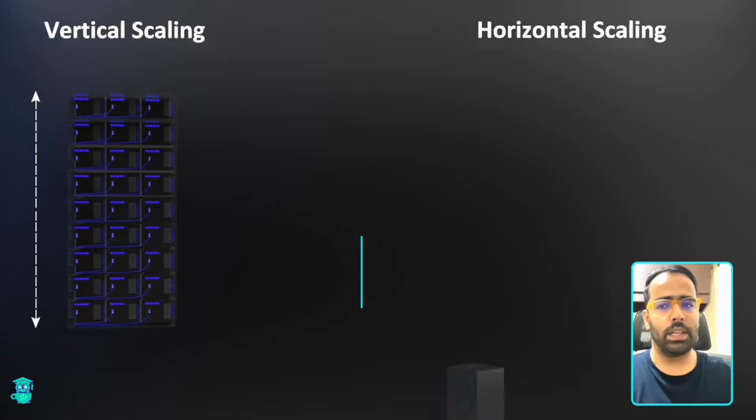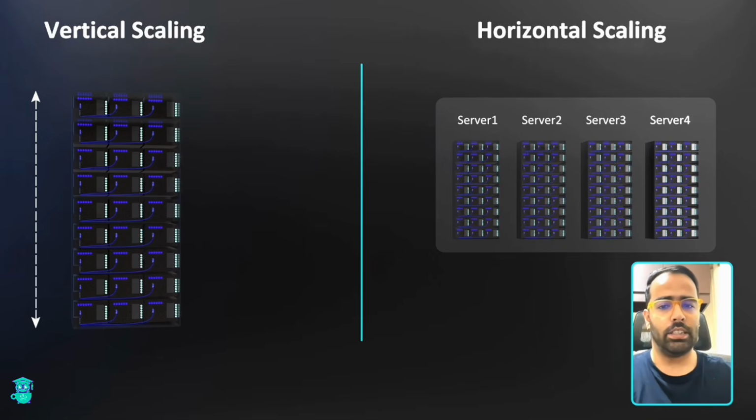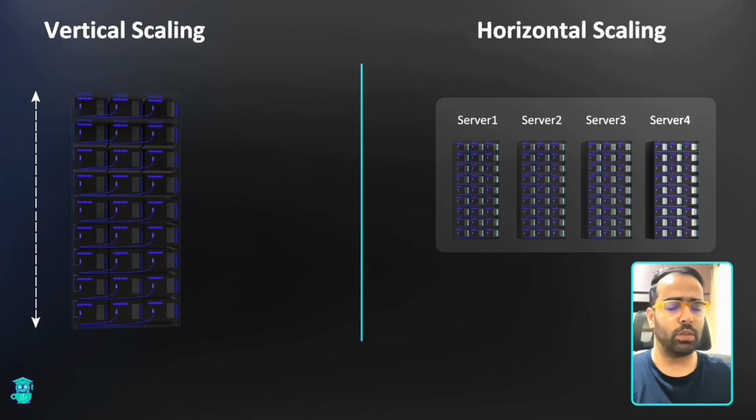So the next step is to do horizontal scaling. Now I will do vertical scaling plus horizontal scaling, something like this. Instead of one big server, I will maybe have four small servers, or four big servers, or maybe I will keep adding based on the traffic, right?